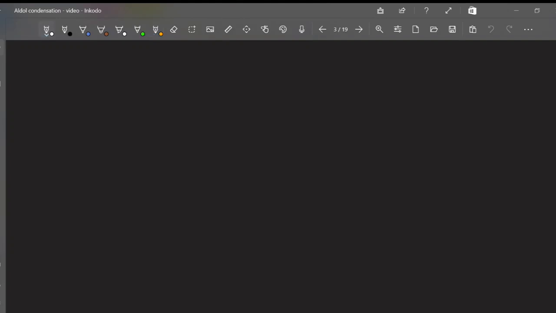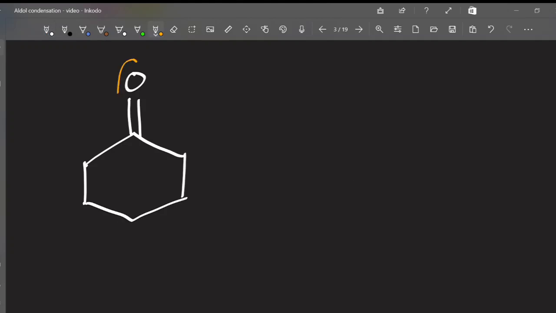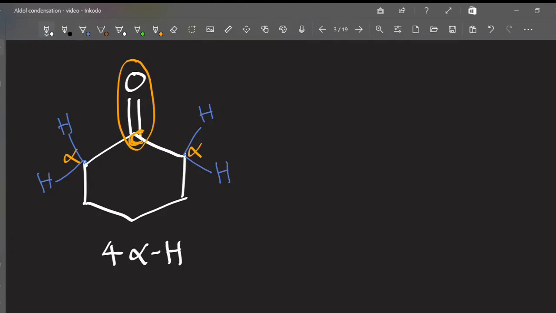Hope it is clear. Let us go for our beautiful cyclohexanone. This is our carbonyl group. This is our functional group carbon, and these are the directly attached carbons, the alpha carbons. These are our alpha hydrogens, right? So totally we can see 4 alpha hydrogens in cyclohexanone. Without any doubt, I hope you can answer this. Clear?